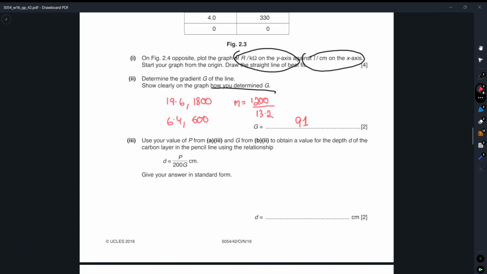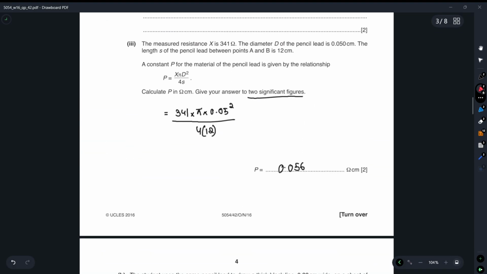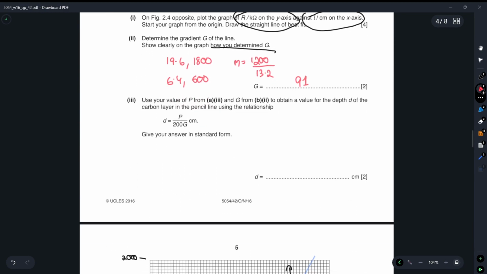Use your value of P from A power 3 and G from B power 2 to obtain a value for the depth D of the carbon layer. Okay, A power 3 में क्या था? It was 0.056. So D is equals to 0.056 divided by 200 times 91. So this right here is going to be how much?